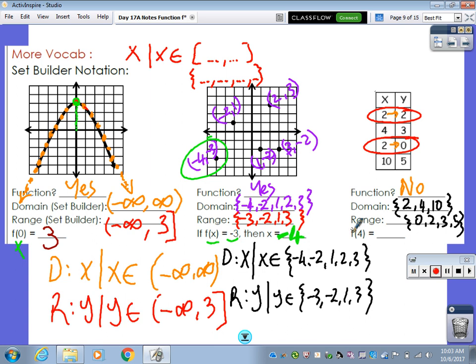F of 4, although this is not a function, let's make this R. R of 4, a relation, is equal to 3, so the answer for that part would be 3. I'm going to leave writing the domain and range in set notation for this one for you. We will look at the next example now.